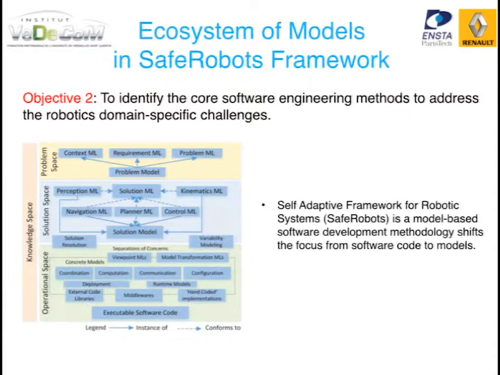Safe Robots is a model-driven toolchain that we are currently developing at our laboratory. It shifts the focus to software models rather than software code. In this framework, there are 4 conceptual spaces as shown in the figure. Specifically, knowledge space, problem space, solution space, and operational space. And there are several models associated with each space.